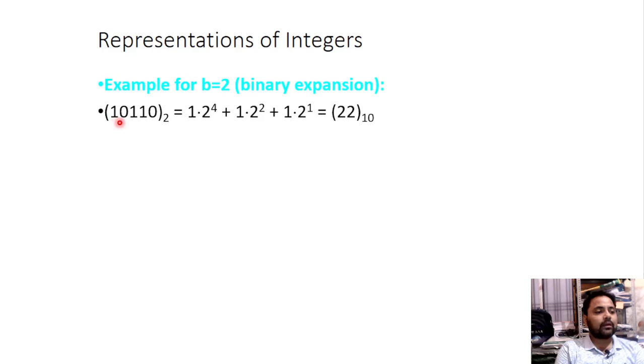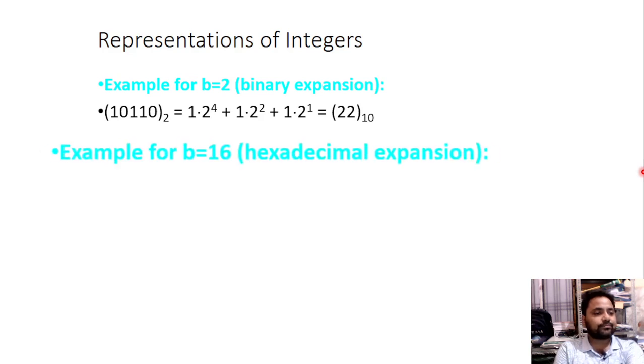And here, the same as in the decimal form, we are just using the place of the digit, like here this is the unit digit, this is the 10, this is the 100, this is 1000. So here 1 is equal to 2 to the power 4, plus 1 equal to 2 to the power 2. Same, 1 is equal to 2 to the power 1. So here we can see the representation of b equals 2 in the binary expansion.